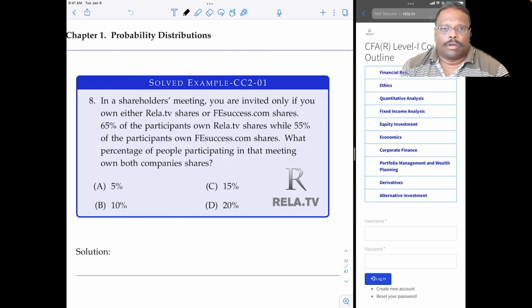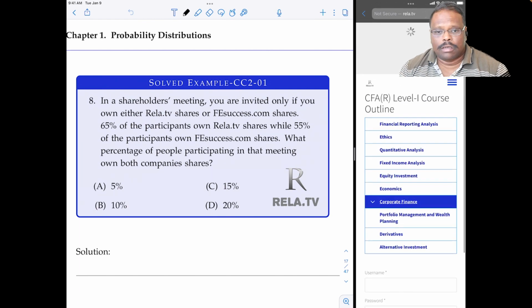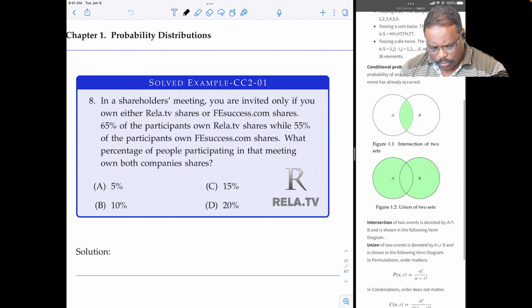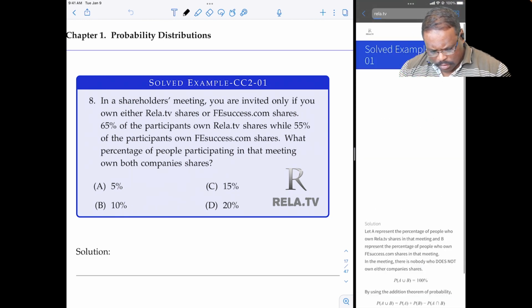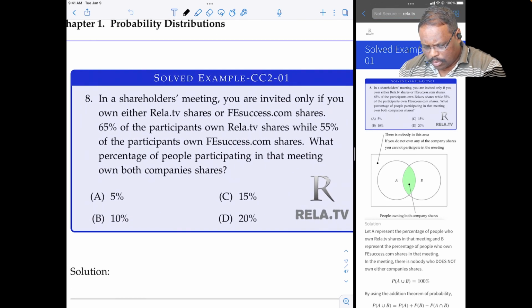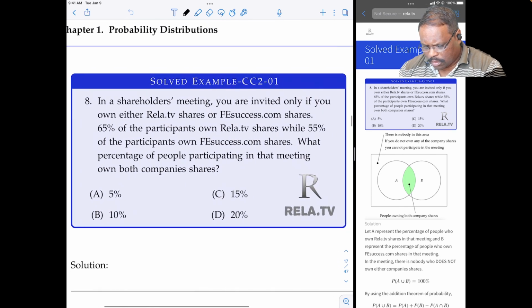Today we are going to see a little bit about probability basic concepts, and we'll revise in that process basic Venn diagrams, the Boolean operation on multiple events. This problem is solved on the website, under quantitative analysis, and then you can go to statistical concepts and probability basic concepts. We have the notes here, and the problem code is CC201.